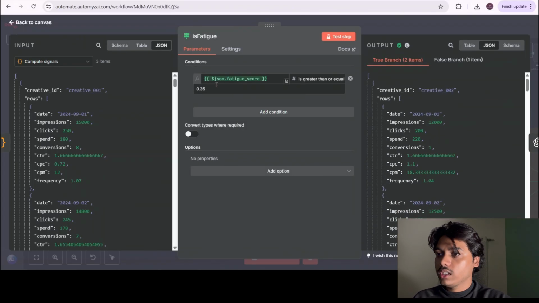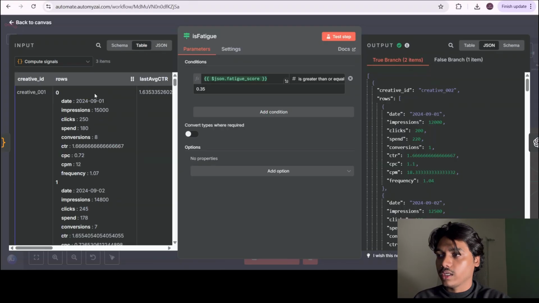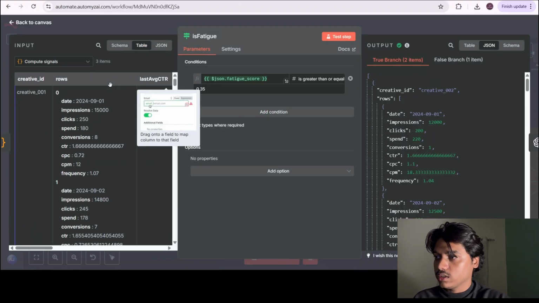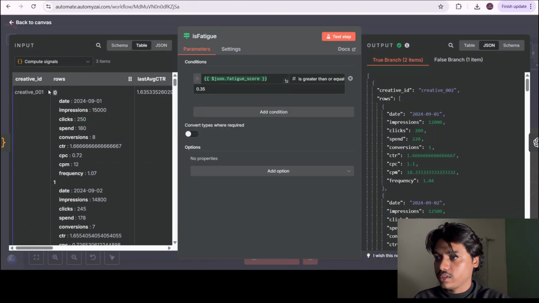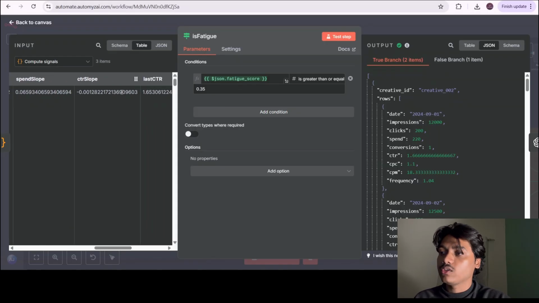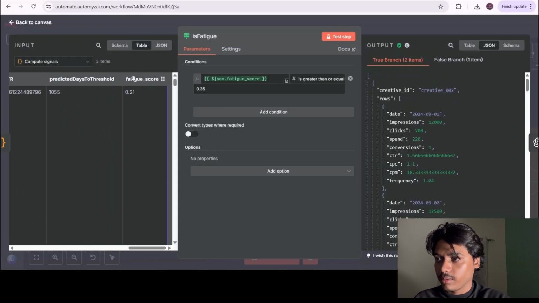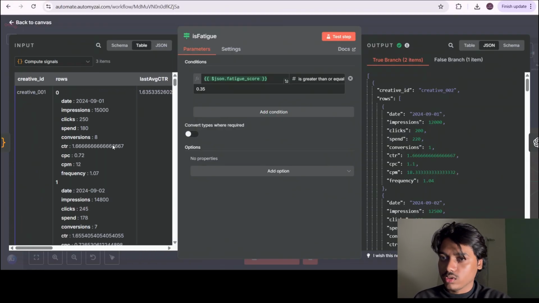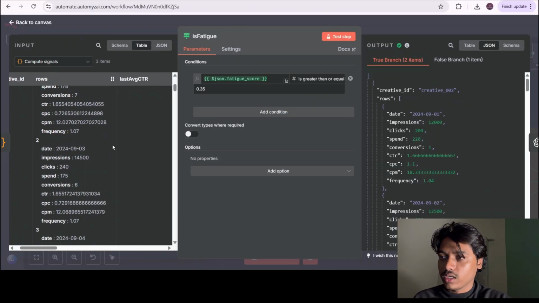So all these columns have been created for every creative. So this is the creative, these are the rows: last average CTR, previous average CTR, CTR drop percentage, average frequency, spend slope, CTR slope, last CTR, predicted days to threshold, and fatigue score. This is the fatigue score for the first creative, and this is very healthy. So this is not qualifying our condition, so it will not be considered as a fatigue.